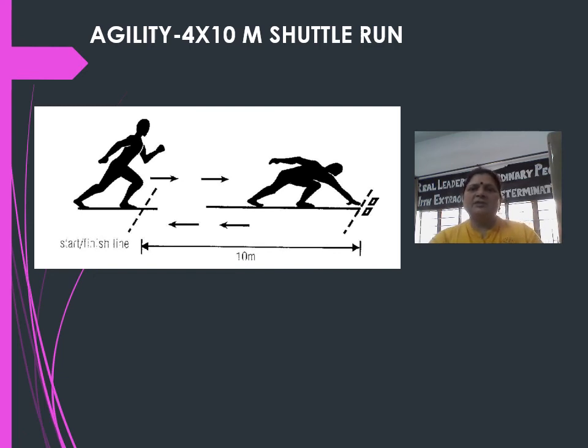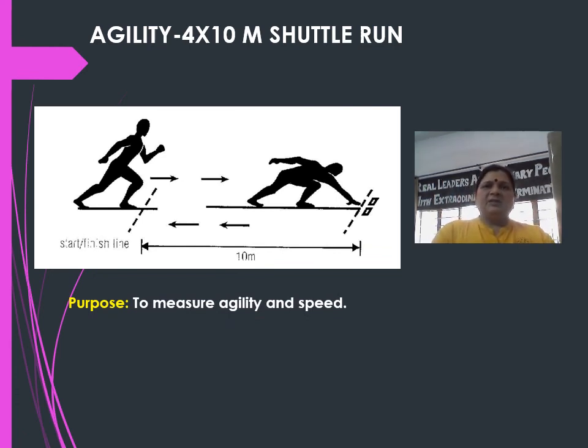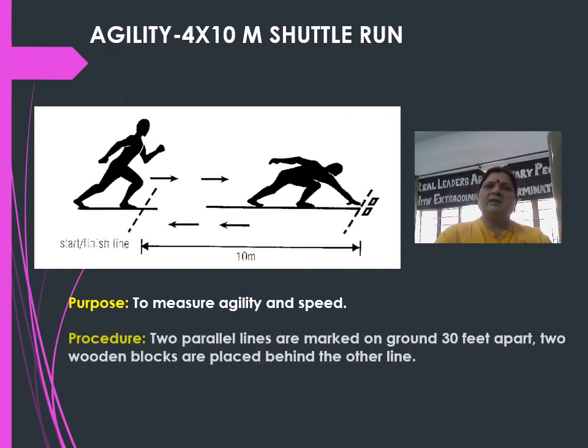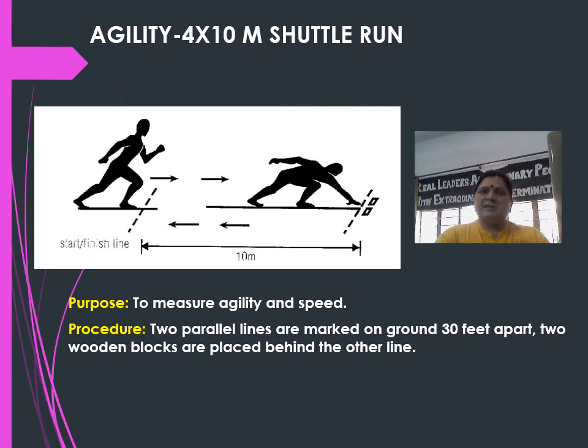The subject is asked to start from behind the other line on the signal ready, go. The subject starts the watch and runs towards the block, picks up one cone, runs back to the starting line, places the block behind the starting line, runs back and picks up the second block to be carried back across the starting line. As soon as the second block is placed on the ground, the timer stops the watch and records the time.